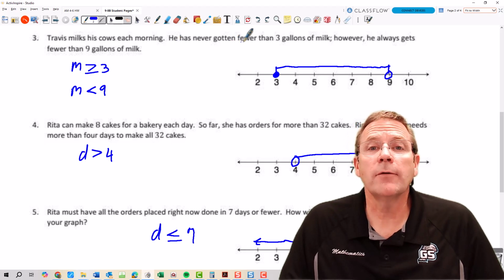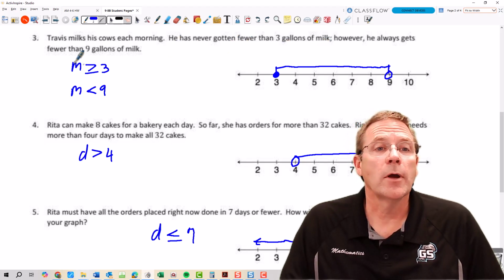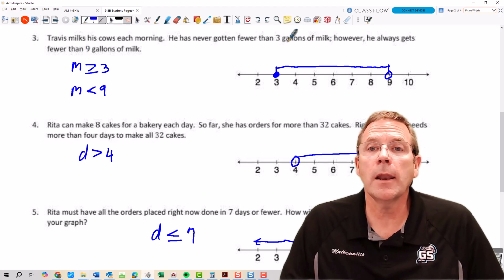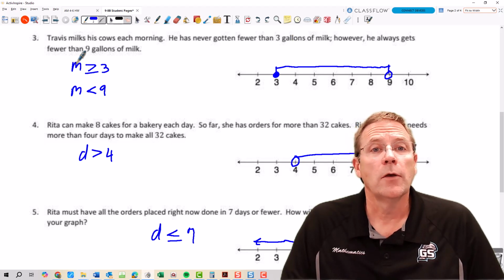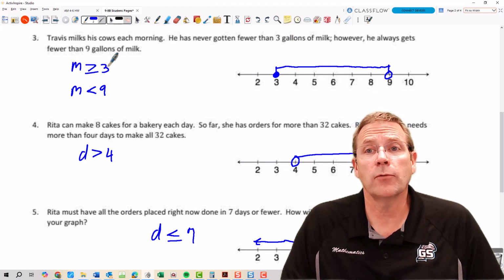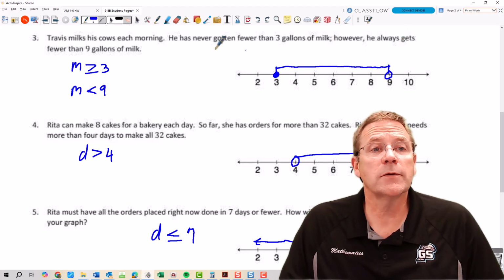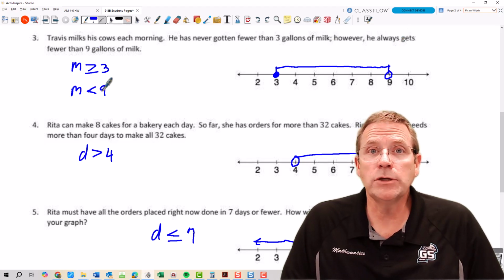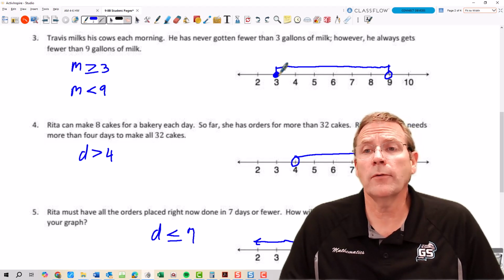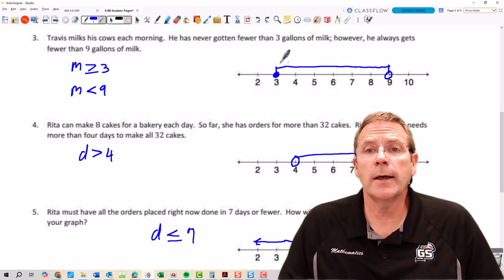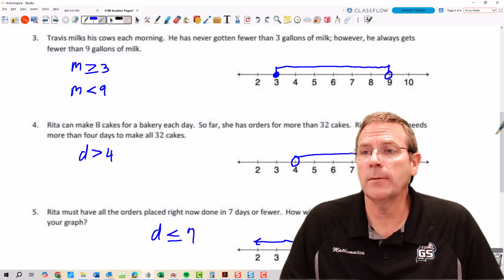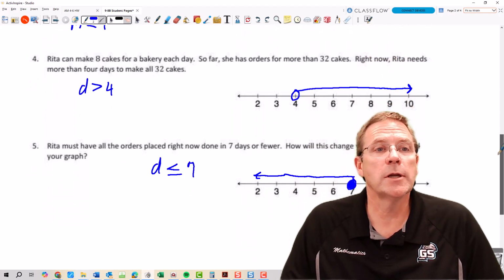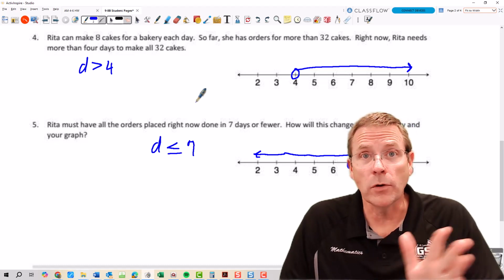Anyhow, he has never gotten fewer than 3 gallons of milk. So right here, never gotten less than 3 gallons. That means he's gotten exactly 3 gallons, and he's gotten more than 3 gallons. So the milk is greater than or equal to 3 gallons. However, he always gets fewer than 9 gallons. Never reaching 9 gallons, always less than 9 gallons. So I have a solid circle on the 3, I have an open circle on the 9, and then we have a line connecting them to show what the possible solutions are going to be for him to get for milk each day.